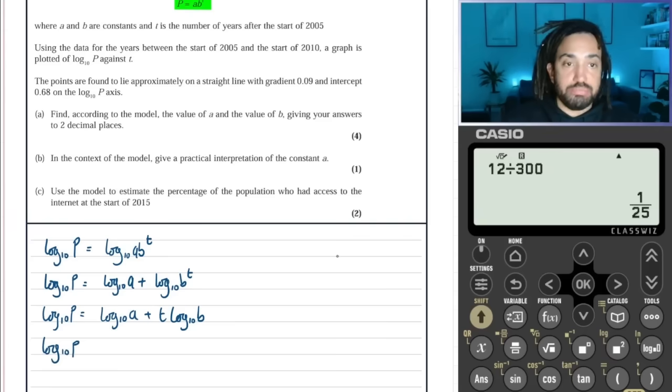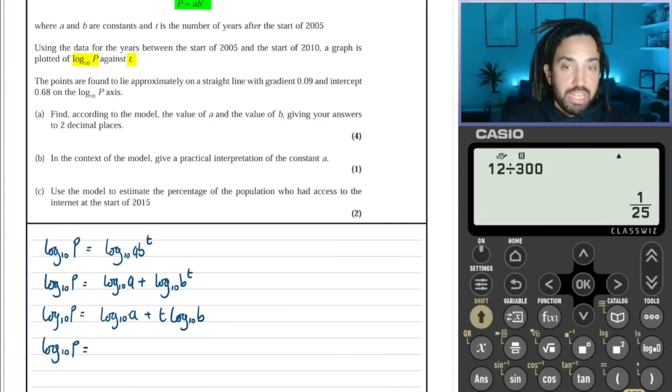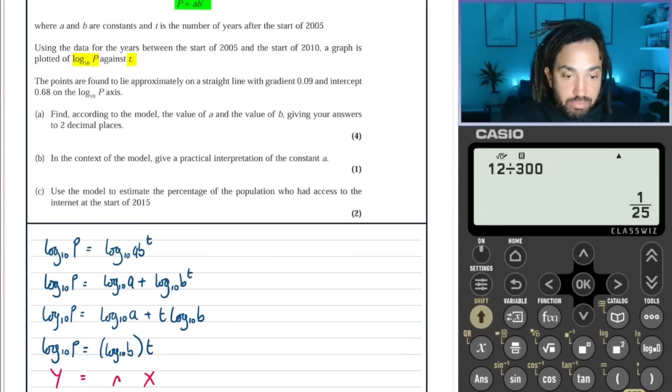Okay, and then what we're going to do is look at the variables in the equation. The variables are log p and t. So I'm going to write log p on the left, because a straight line would be y. And then remember t was that other variable, so I'll write log base 10 of b times t, because that variable will be our x, and therefore log b will be m. And then plus log base 10 of a, which is just moved to the other side, and that will be our plus c.